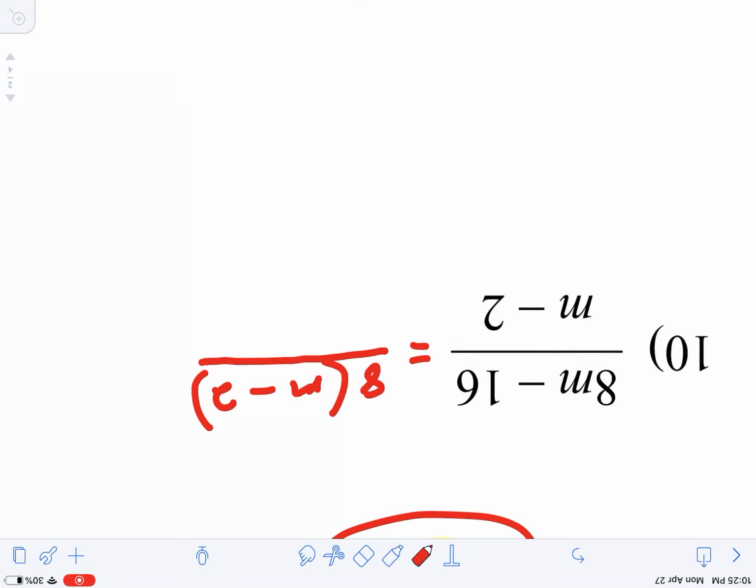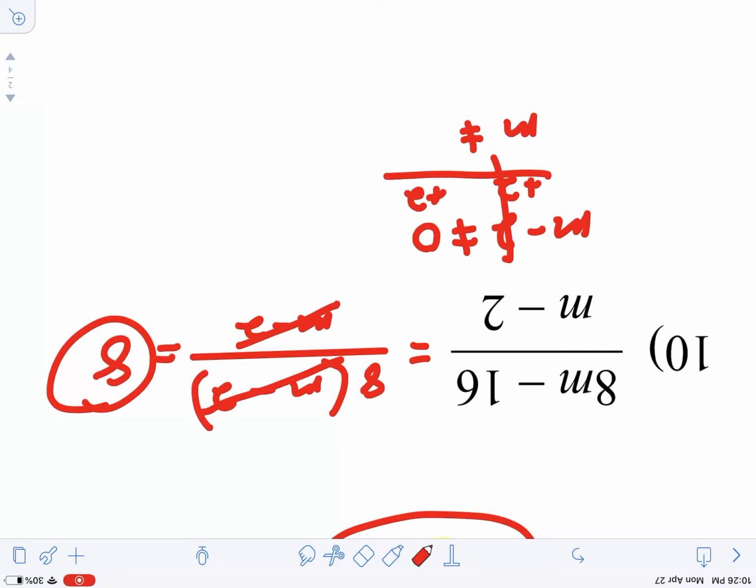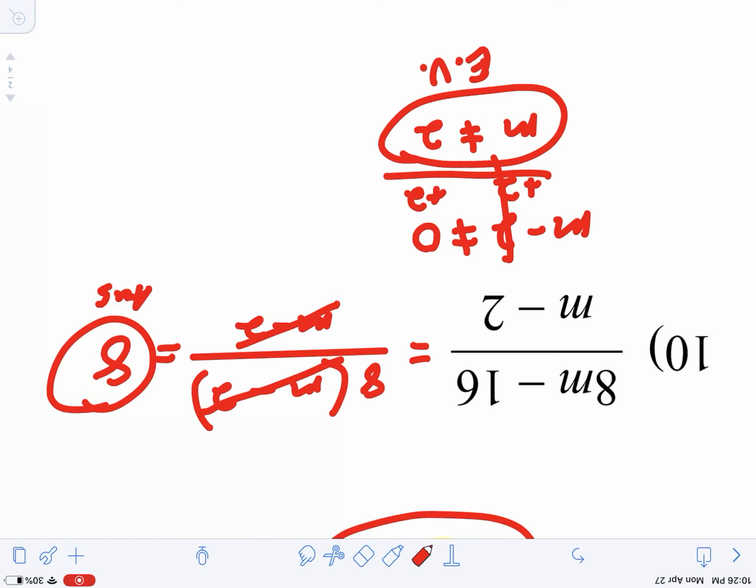The bottom is already factored. There's nothing you can divide out of this, so you just bring it over. And of course you have m minus 2 on top and bottom. They cancel out, and you simply get 8. So 8 is the simplified answer. For the excluded value, you take m minus 2, not equal to 0, add 2 to both sides, you get m does not equal +2. So this is your answer, and this is your excluded value.